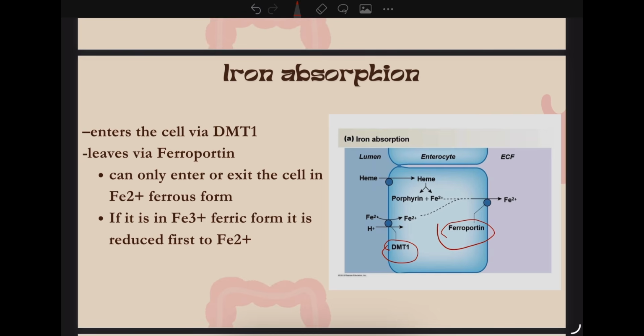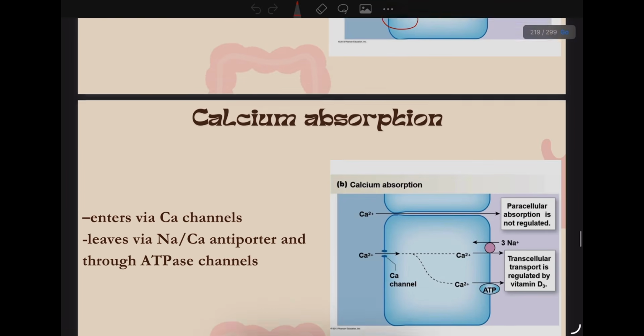And I want you to know that whether it's coming in or going out, it has to be in its first form, Fe2. If it's in Fe3, you need to reduce it first to Fe2 and then absorb it. So if a question asks, Fe2 or Fe3, which is easier to absorb? Of course, it's Fe2 because you can absorb it right away. Fe3 needs to go through a long process before it's reabsorbed.